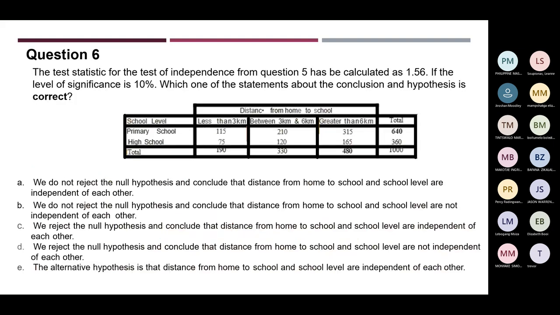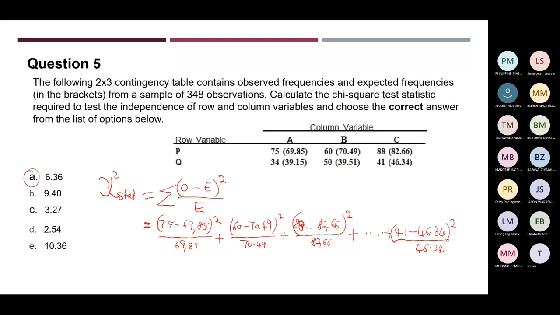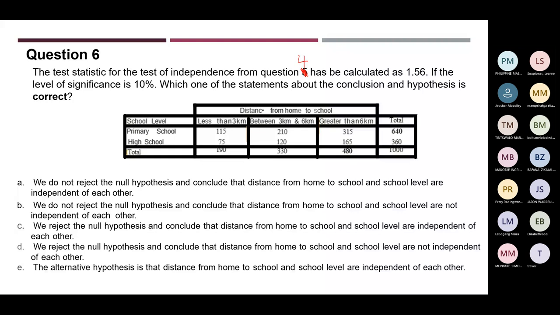Question 6. The test statistic for the test of independence from question 5 has been calculated. But this is not from question 5, it should be question 4. That is the previous question that we calculated, using the same information. It has been calculated and we found that it is 1.56. That is the test statistic, our chi-square statistic. There is no need for you to do anything extra on this.